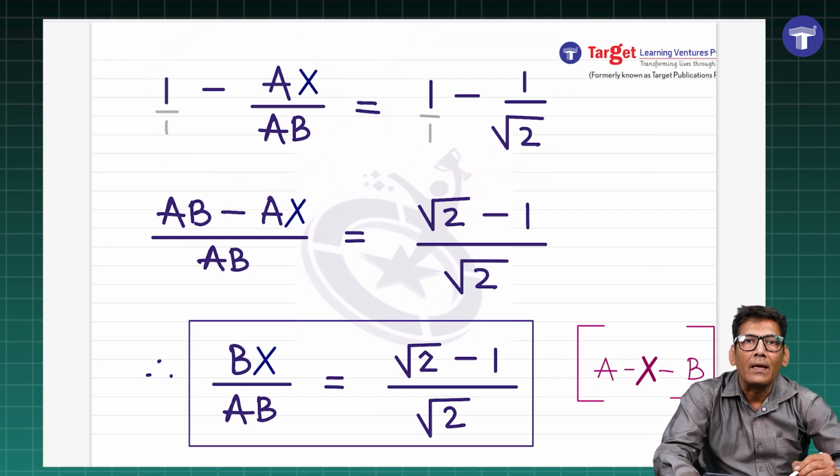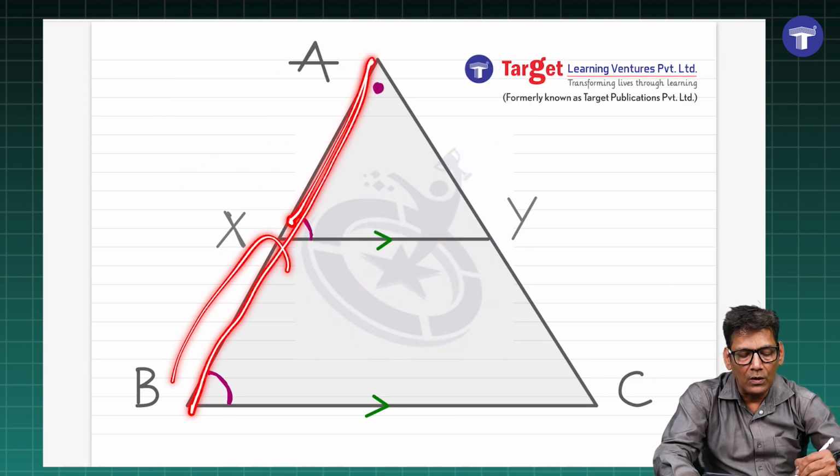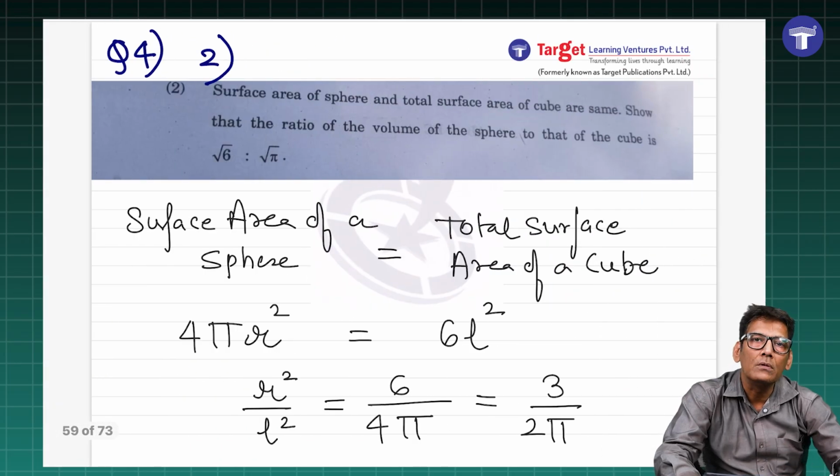Here we cross multiply. So AB minus AX upon AB, and here you get root 2 minus 1 upon root 2, right? Now check the diagram, AB minus AX is equal to BX. So here you get BX upon AB is root 2 minus 1 upon root 2. That's your final answer. The next question, 4.2.